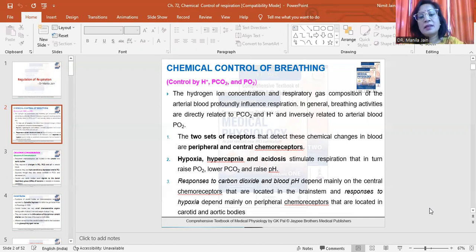So two sets of receptors are there. Which receptors play a role in our chemical control of breathing? Two sets of receptors that detect the chemical changes in the blood: peripheral chemoreceptors and central chemoreceptors. Which two? Peripheral and central. Hypoxia, hypercapnia, and acidosis stimulate respiration, and this in turn raises PO2 and lowers the PCO2 and raises the pH. So remember, hypoxia, hypercapnia, and acidosis stimulate the respiration and in turn raise the PO2, but lower what? PCO2, and raise the pH.